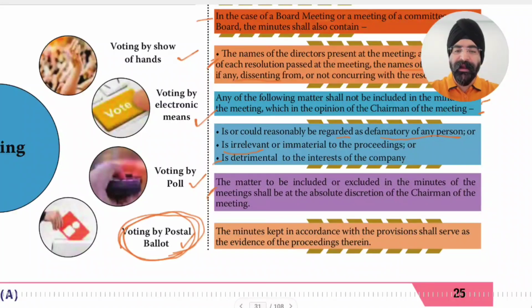Next, the matter to be included or excluded in the minutes of the meeting shall be at the absolute discretion of the chairman of the meeting. So the chairman has absolute discretion on what matters should be taken in the minutes and what matters should be excluded. That is the power of the chairman. The minutes kept in accordance with the provision shall serve as evidence of proceedings therein. The minutes serve as prima facie evidence of the meeting.